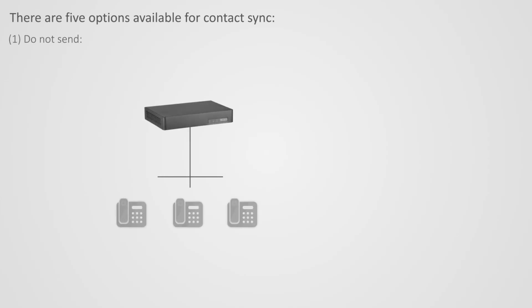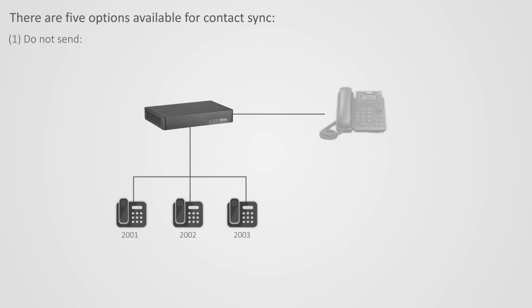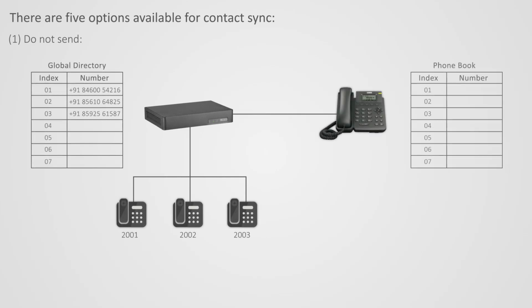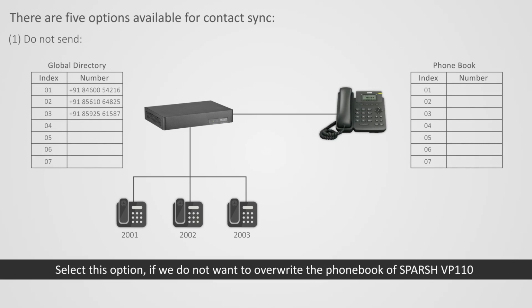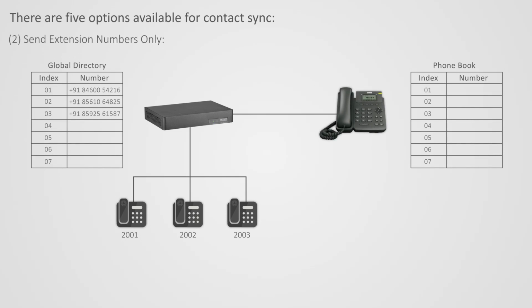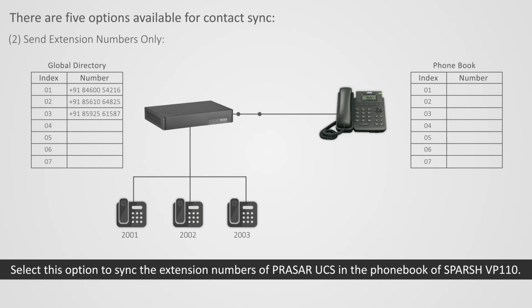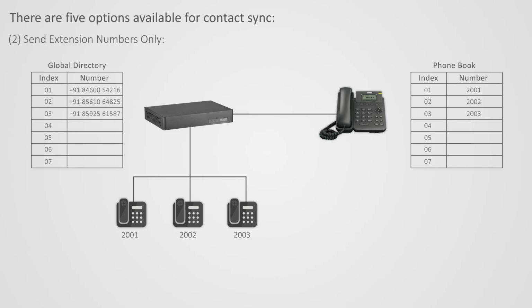There are 5 options available for contact sync. First, do not send. Select this option if we do not want to override the phone book of SPARSH VP110. Second, send extension numbers only. Select this option to sync the extension numbers of PRASAR UCS in the phone book of SPARSH VP110.